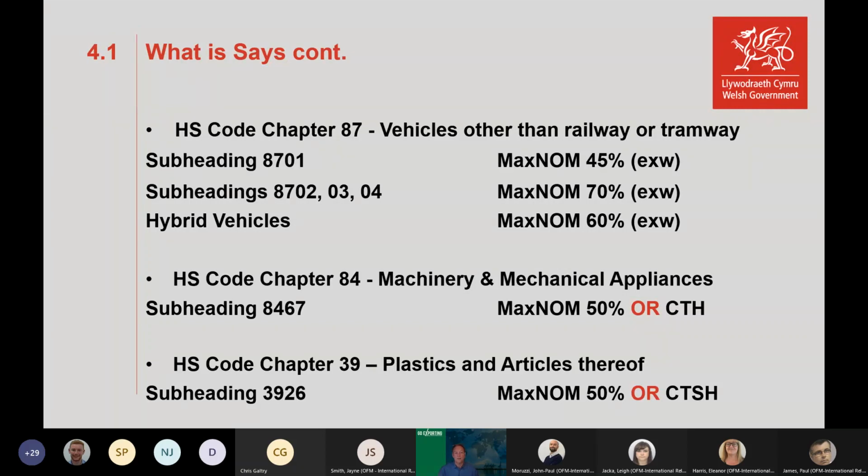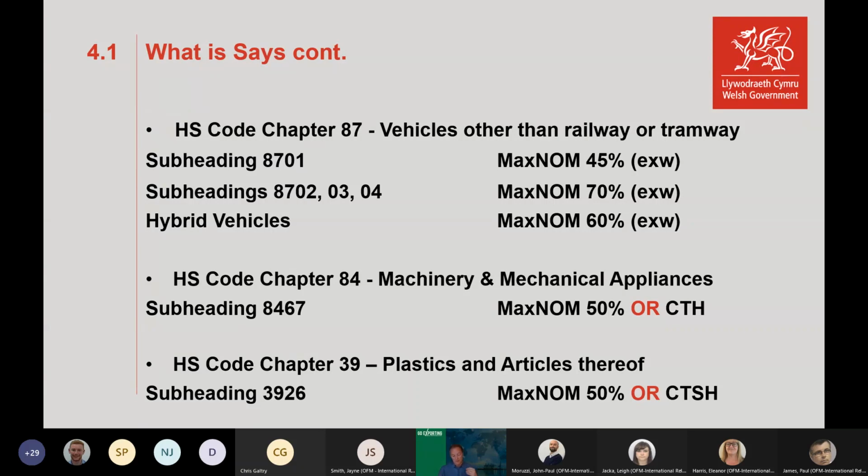And if we look at HS Code Chapter 39, plastics and articles thereof, subheading 3926, the maximum again is 50%. There are a lot which are 50%. Or CTSH. Now CTSH is change of tariff subheading. So you're not having to change the whole tariff heading, but just the subheading in this case. So you can maintain it as Chapter 39, but the 26 and the numbers after that would have to change in order to be able to say it's a UK origin product.